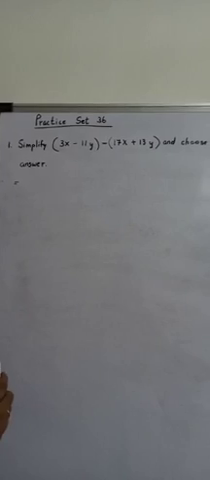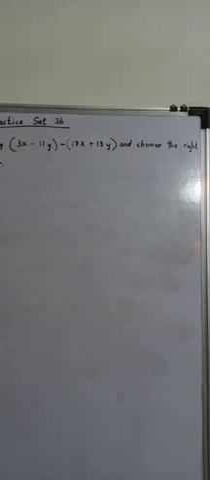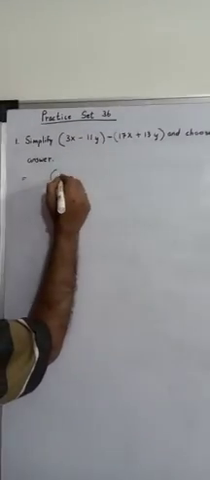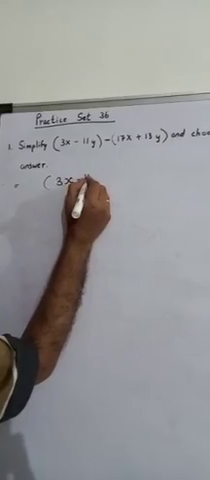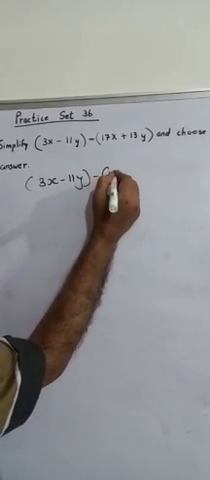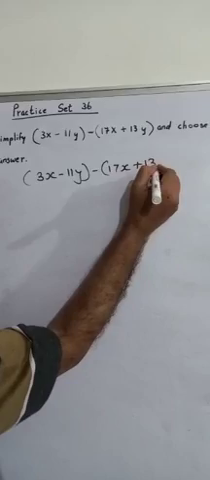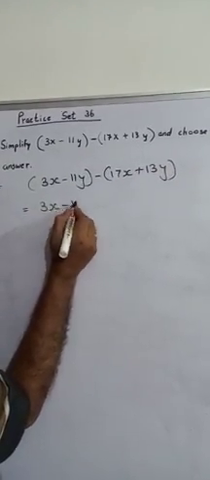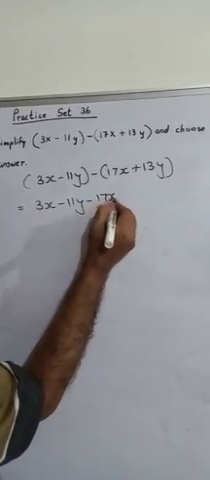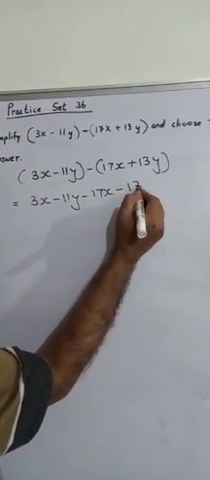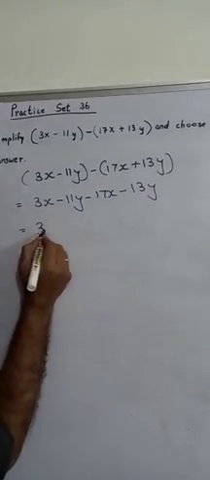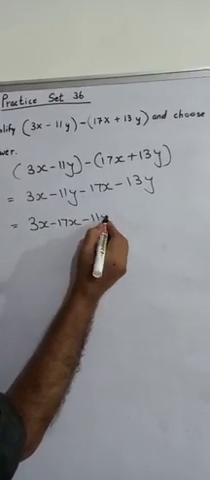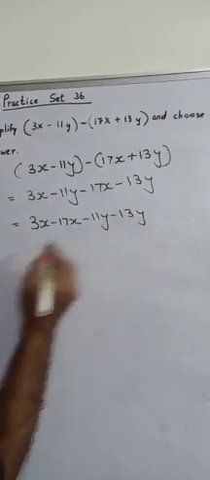The first one: simplify 3x minus 11y minus 17x plus 13y and choose the right answer. So we have to find the answer for that. 3x minus 11y minus 17x plus 13y. We first open the bracket: 3x minus 11y minus 17x minus into minus 13y. Now we'll sort the terms: 3x minus 17x minus 11y minus 13y.